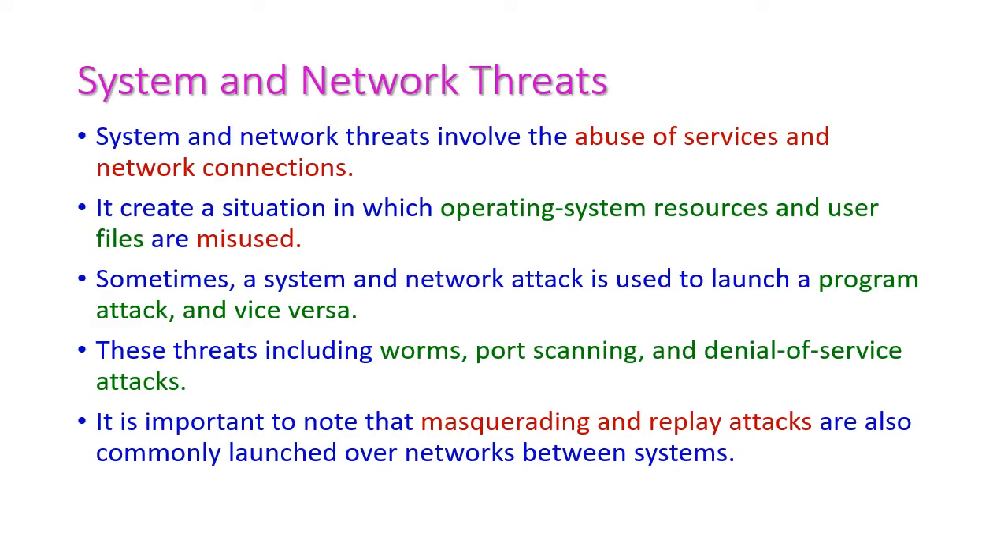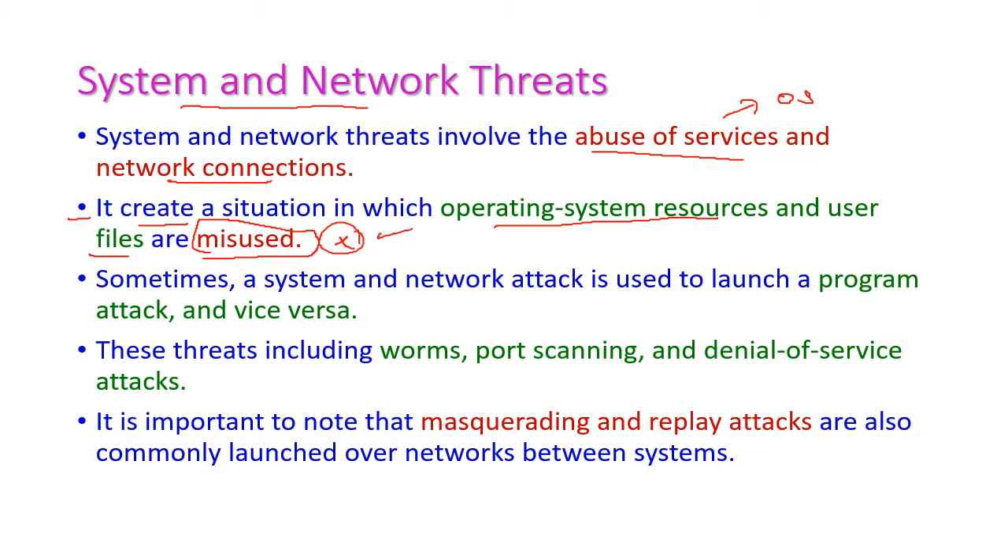System and network threats involve abuse of services and network connections. Abuse of service means abuse of operating system services and network connections. These threats create a situation in which operating system resources and user files are misused by some third person, right? This attack is used to launch a program attack, or sometimes a program attack may launch a network or system attack. System and network threats include worms, port scanning and denial of service attacks. So all these things come under the system and network threats category.